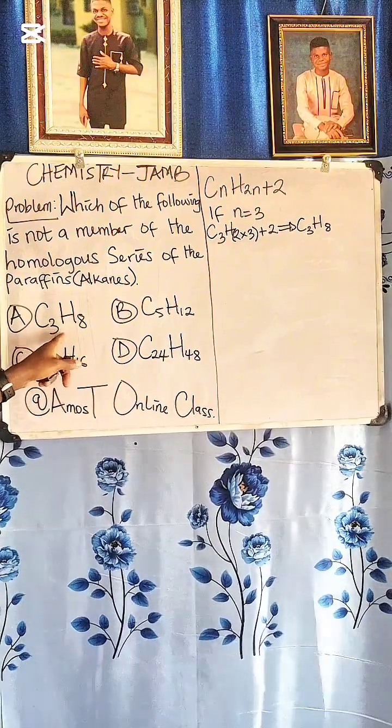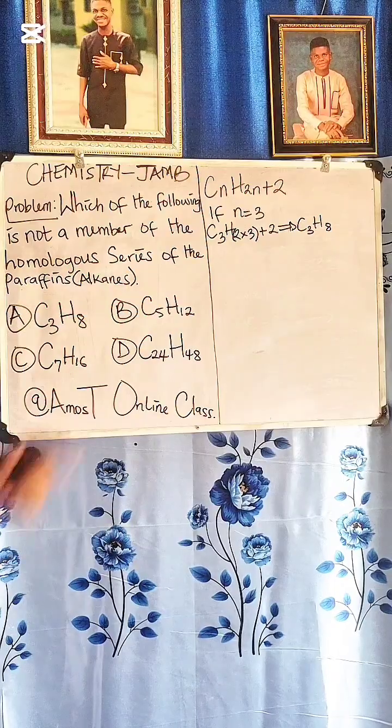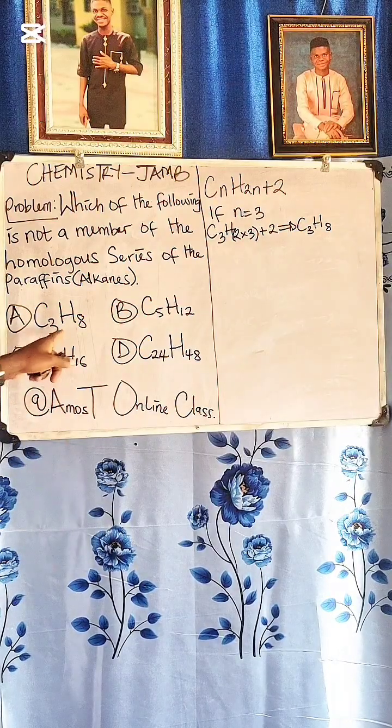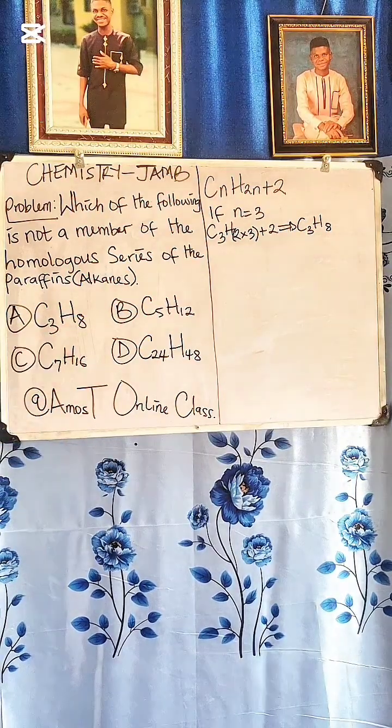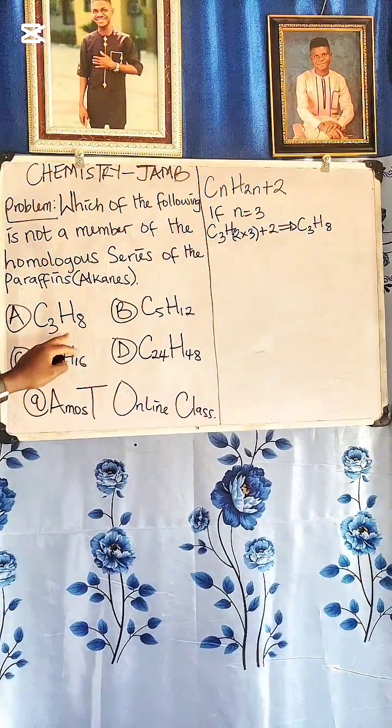This is an alkane and it is not the correct option, because the question says which of the following is not a member of the homologous series. So definitely option A is a member of the homologous series of the paraffins. This is propane, so this option is not correct.